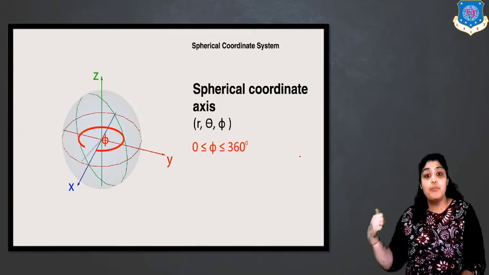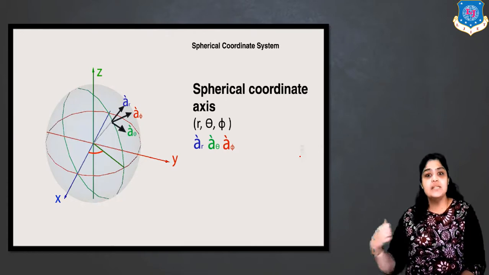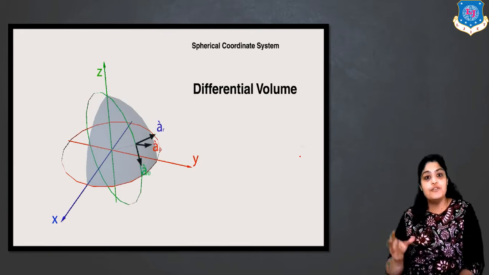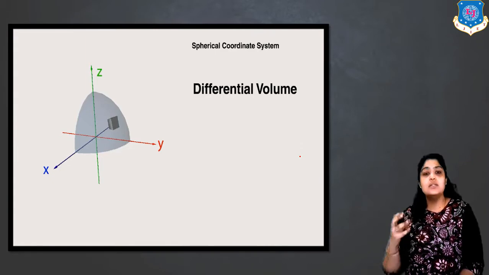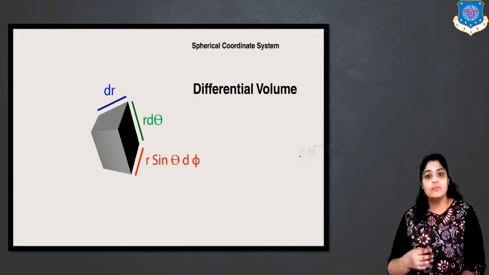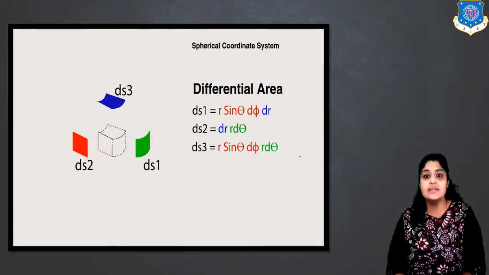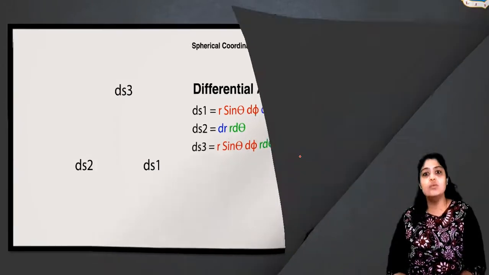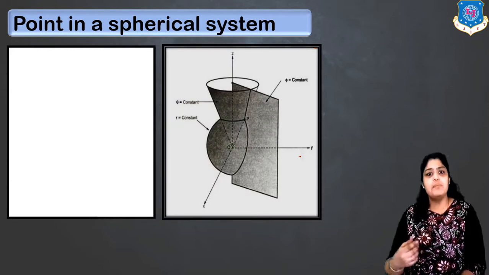So we have the point represented as r, phi and theta, and these are the three unit vectors in respective directions. This is how we determine the differential volume. Just imagine a portion of the sphere. This is what is the meaning of differential volume. Clear? The three dimensions, multiplication of them, and this is how differential areas are represented. We'll be discussing it briefly, and let's start with what a spherical coordinate system is. I'll explain how a point is represented in a spherical system.